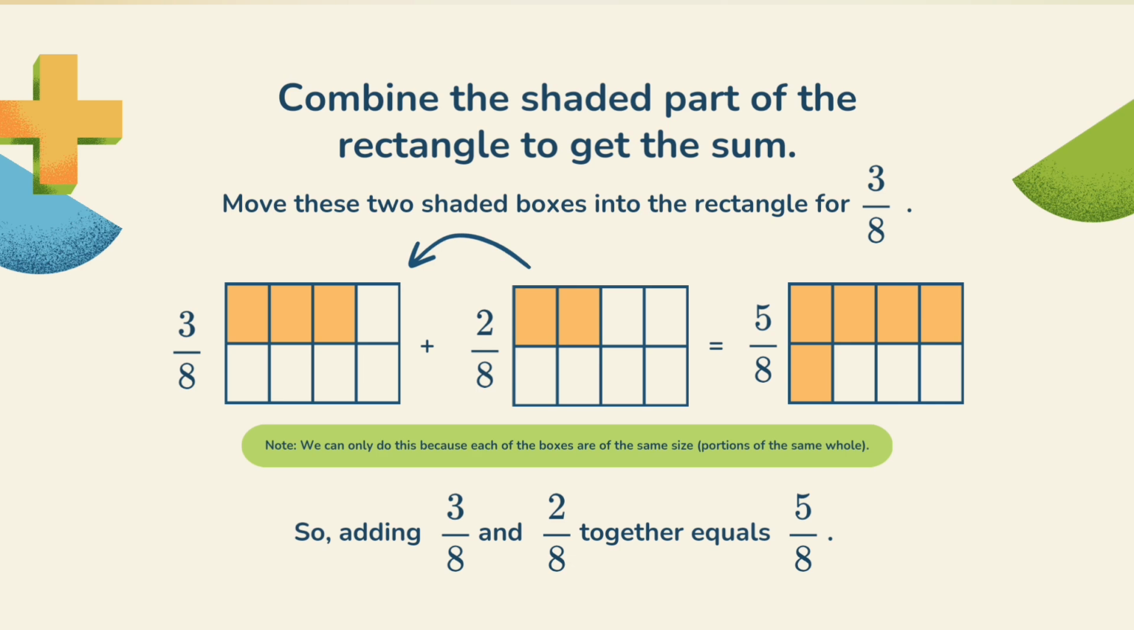Let's start. As you can see here in this example, 3 by 8 and 2 by 8, these are like fractions. So while adding like fractions, we have to keep the denominator as it is, and then we have to add only the numerators. So here we add 3 and 2 to get 5. The sum of 3 plus 2 is 5. So the fraction is 5 by 8. So adding 3 by 8 and 2 by 8 together equals 5 by 8.